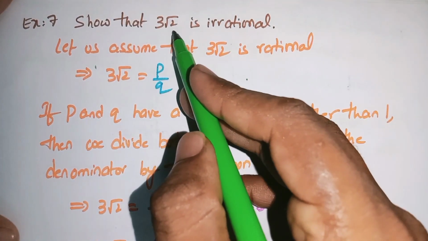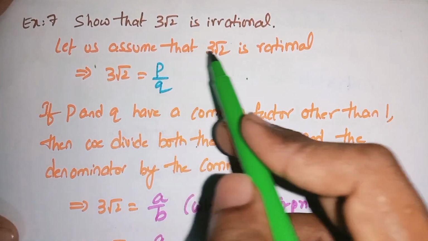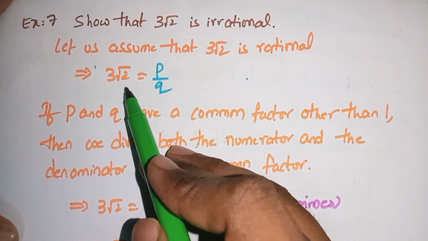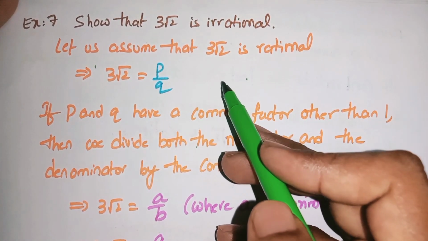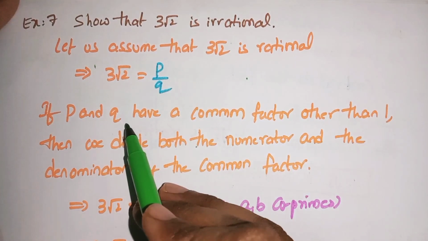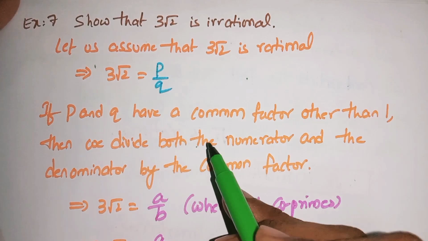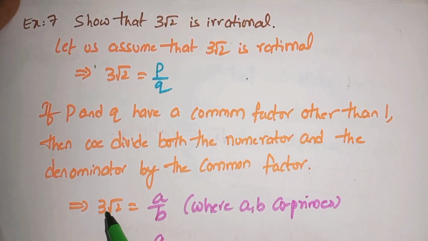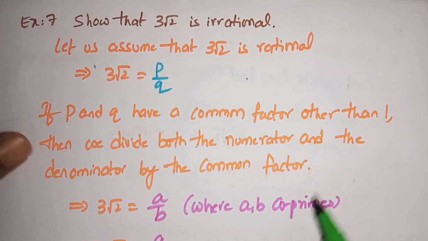Show that 3 root 2 is irrational. Let us assume that 3 root 2 is rational. That implies we can express 3 root 2 in the form of p by q, where p and q are integers. If p and q have a common factor other than 1, then we must divide both the numerator and the denominator by the common factor. That implies 3 root 2 can be expressed as a by b, where a and b are coprime.